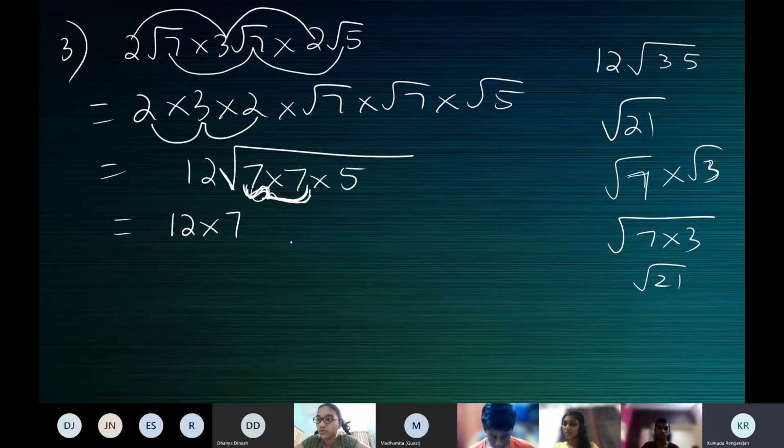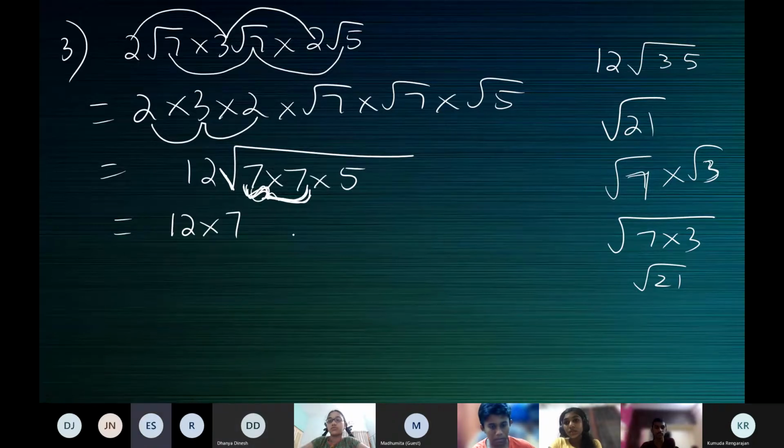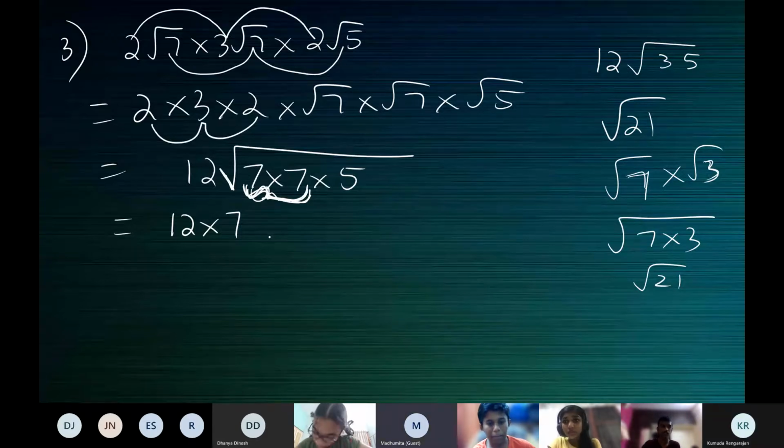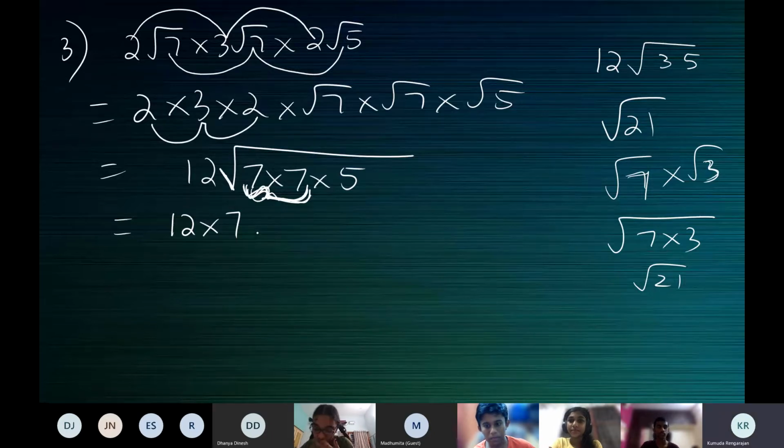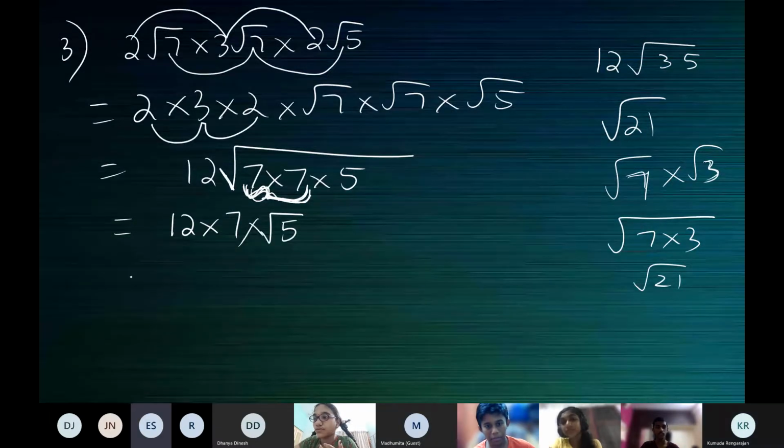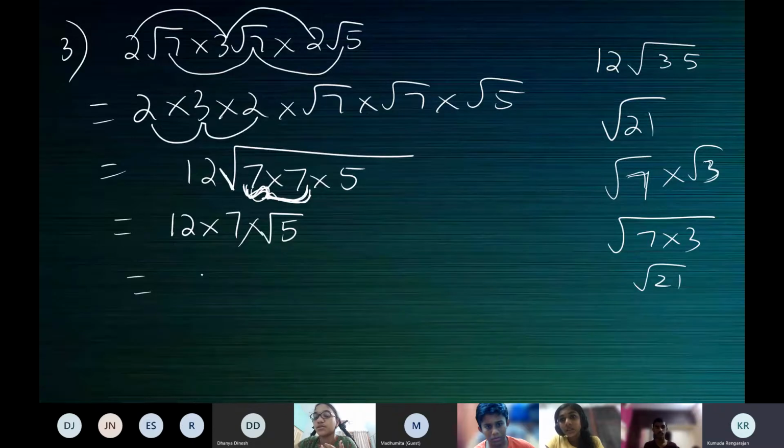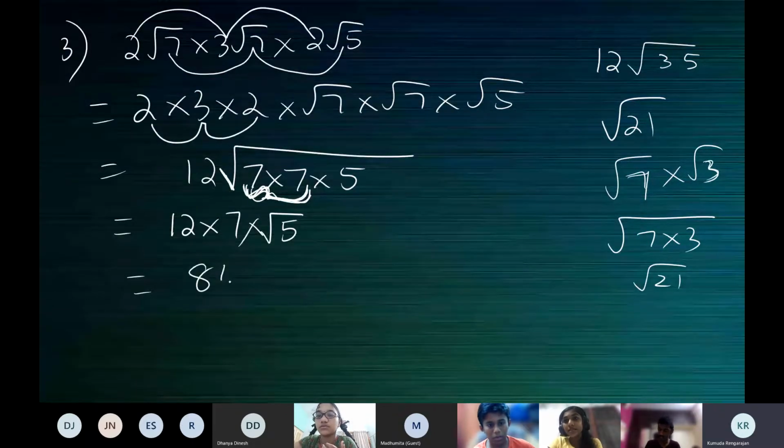Yes or no? Yes, ma'am. Then what remains under the square root? 5, ma'am. So what should I write now? Ma'am, 84 root 5. See, 12 sevens are 84. 84 root 5 is the answer.